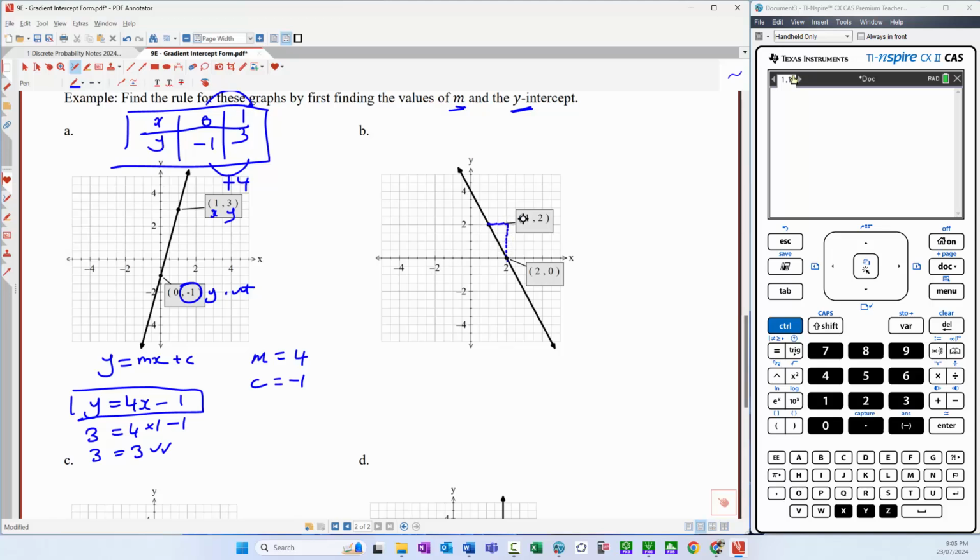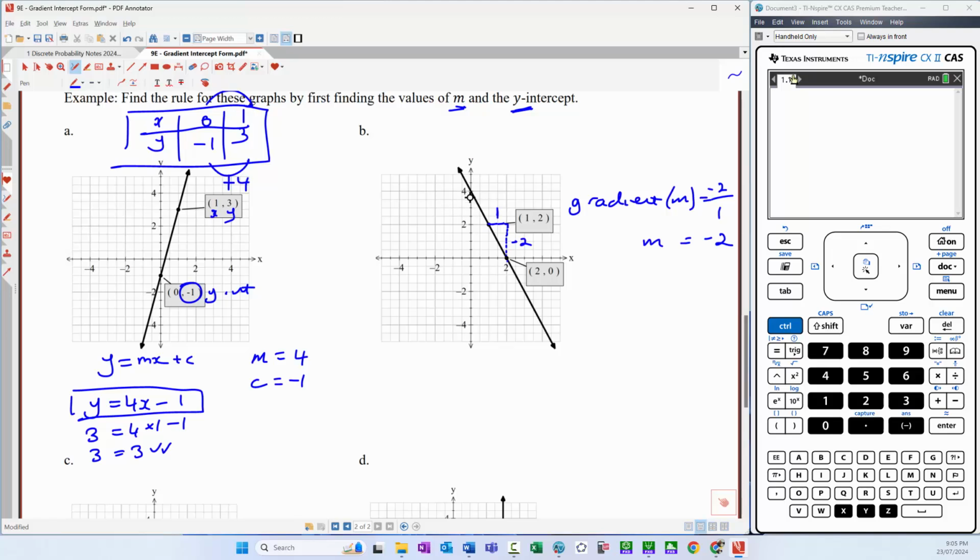Now I can see there that the distance of this line here starts at 1 and then goes to 2, so that's 1. Now we can see the fall here is going to be from 2 down to 0. So this is going to be -2. So the gradient, m, is the rise, which is -2, over the run, which is 1. So m is -2.